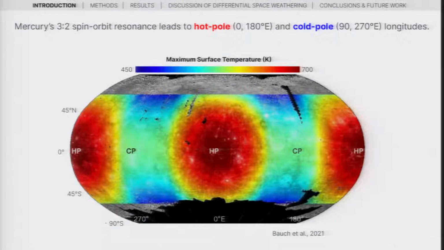But at the equator, there's a really big temperature variation between what you see at the hot poles and the cold poles, with temperatures changing almost 130 Kelvin between the two at a given latitude. And even at the mid-latitude regions, around 45 degrees north or 45 degrees south, there's still about 100 Kelvin difference between hot poles and cold poles.